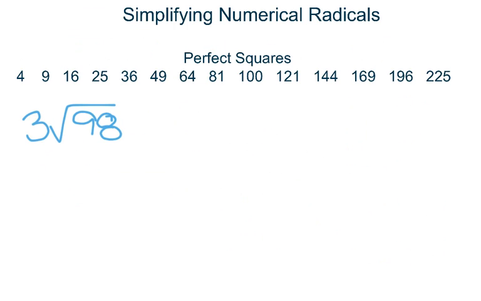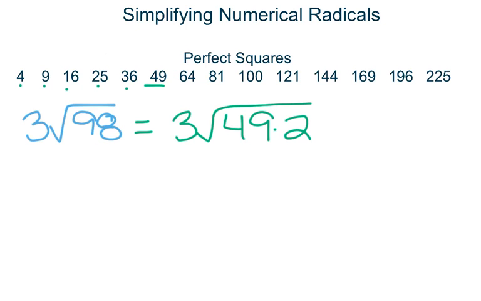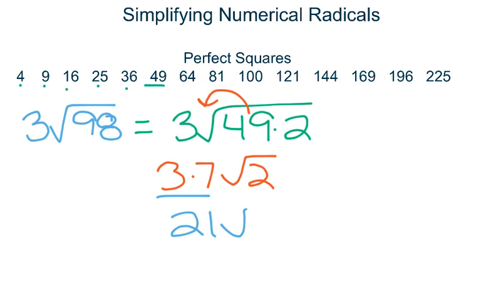Okay? Let's take a look at another example here. We have 3 root 98. So we see 4's not, 9's not, 16, no, 25, 36, 49 is a factor of 98. So again, we have the 3 remaining on the outside. 98 can be rewritten as 49 times 2. Take the square root of 49, and again, we have the 3. We're bringing the square root of 49 out, which is 7, leaving the 2 underneath. And any numbers that are on the outside, we're going to multiply. So that gives us 21 root 2.